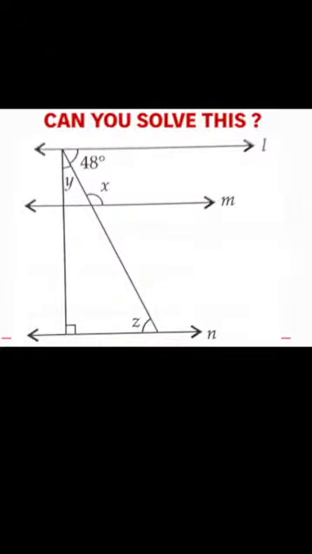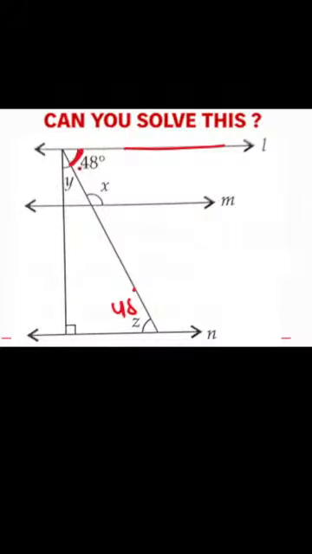That's correct. Alternate angles. Alright, I got you. Let's see. See here, first of all I can say if this is 48, this is also going to be 48 because L is parallel to this N, right? They are alternate angles, so Z is directly going to be equal to 48.